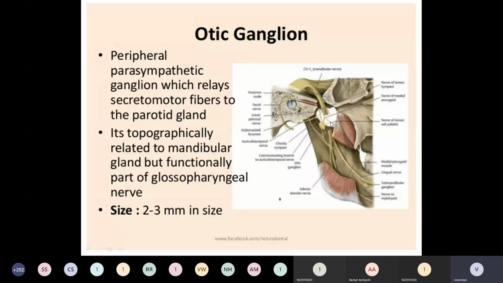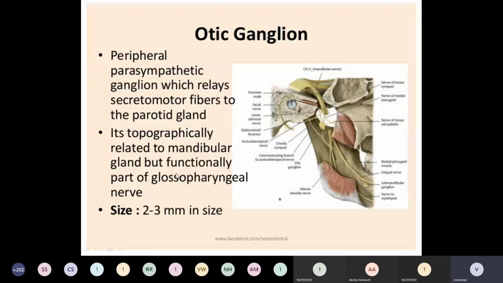It is situated just below the foramen ovale, medial to the mandibular nerve. Topographically it is related to the mandibular nerve, but functionally it is a part of the glossopharyngeal nerve, that I will tell you how. Then you write the size. For every ganglion, topographically it is related to one nerve, but functionally it is related to another nerve.